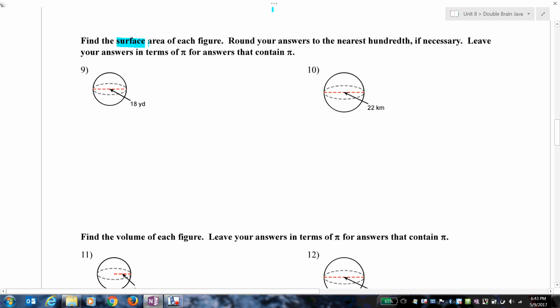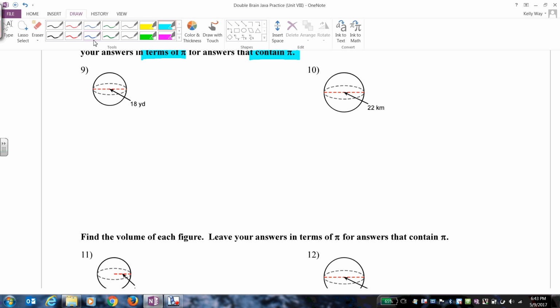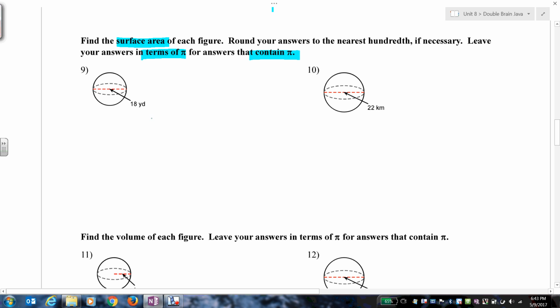This one says, find the surface area of the figure, rounding the answer to the nearest hundredth. Answers in terms of pi. And this is a sphere. So of course, to find the total surface area, it's 4 pi r squared.